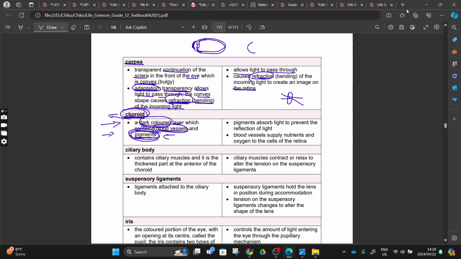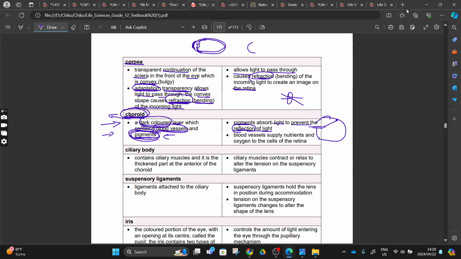The function of the pigments is to absorb the light to prevent the reflection of the light. Here's what is happening. We have the eye. I'll draw another eye here. Imagine if this is what is happening. The light is coming in. When the light comes in and hits here, it's going to be reflected, right? I talked about the difference between reflection and refraction.